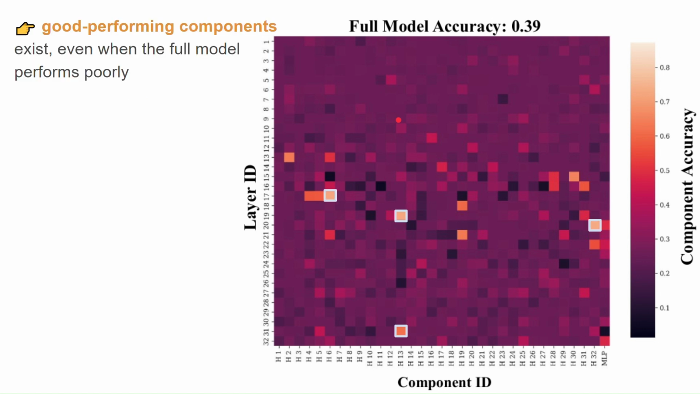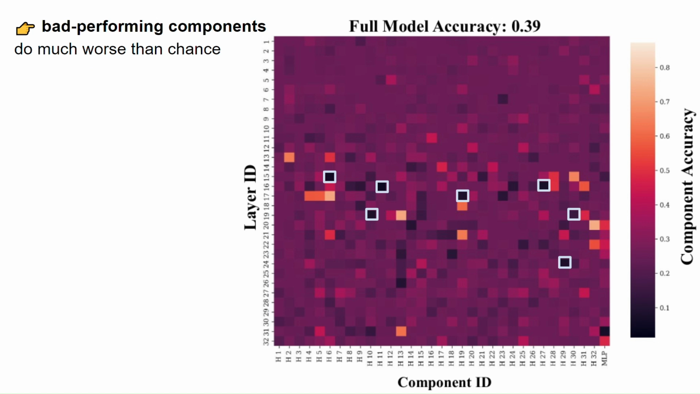First, we find that there are good performing components, even when the full model performs poorly. For example, here are some components that can perform higher than 0.7 accuracy. At the same time, there are plenty of bad performing components inside the models. Like here, these components do much worse than chance.